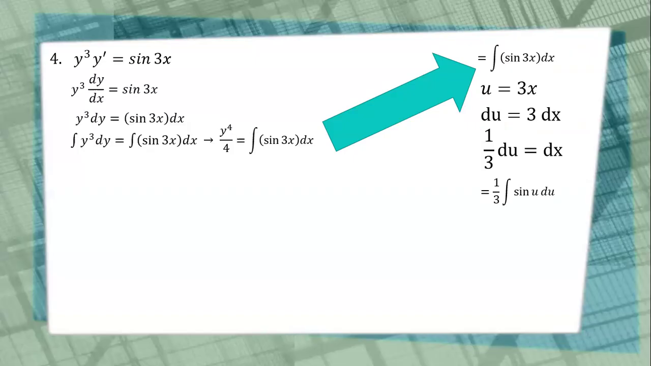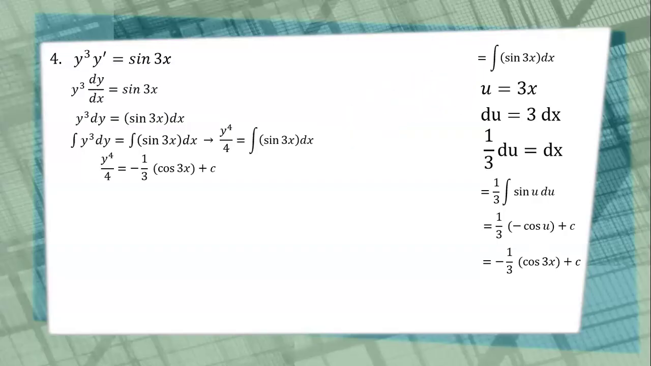Next, we can now answer this one. What is the integral of a sine u du? So the answer is 1/3 times negative cosine u plus c. And then we will multiply the negative sign with respect to 1/3. So that becomes negative 1/3 cosine u plus c. But take note that our u is 3x. So we can replace right away the u going back to its x value. So this answers now the problem. So this is equivalent to negative 1/3 cosine 3x plus c.